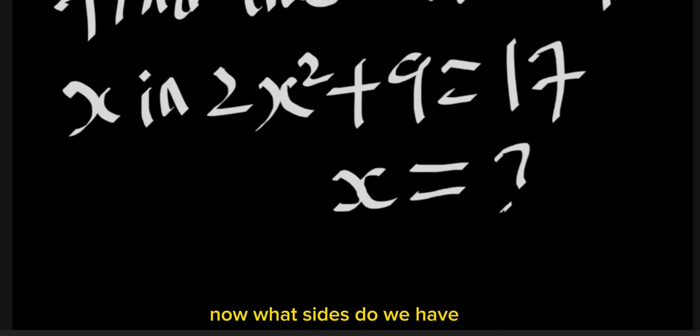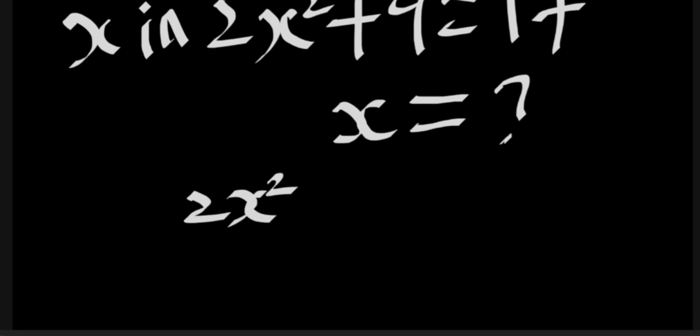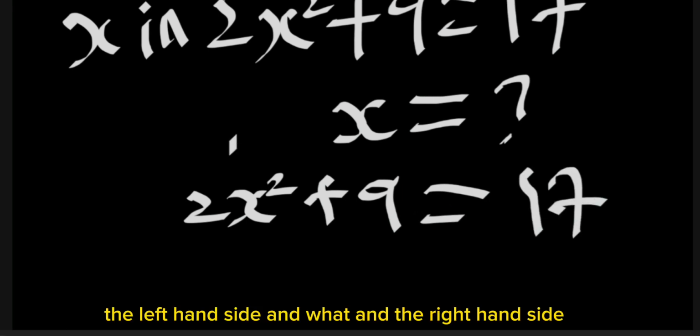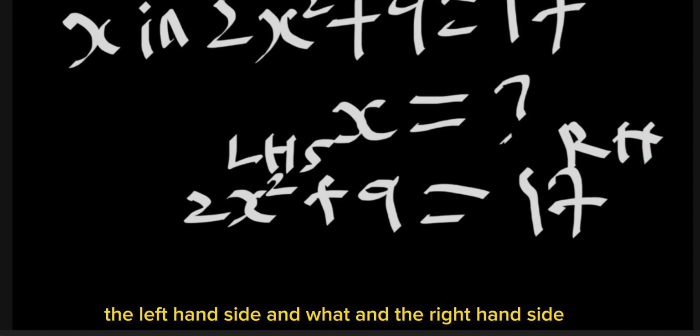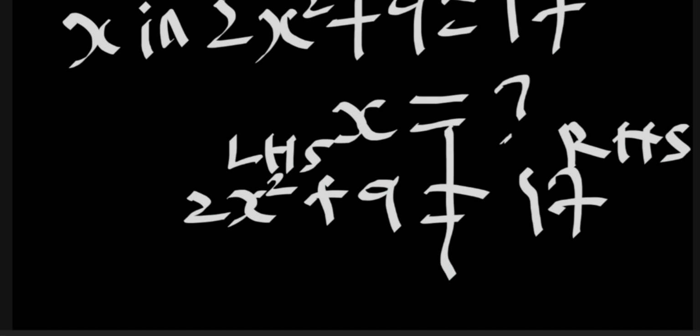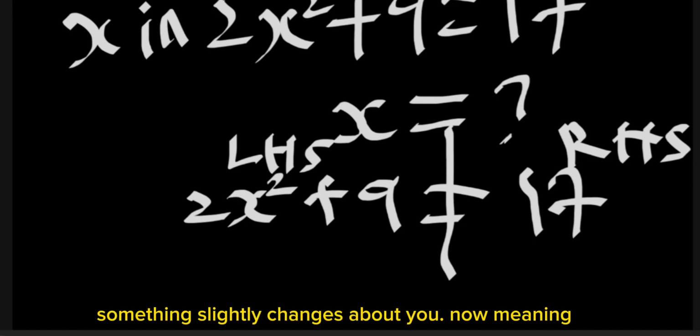Now what sides do we have? So now we have two sides, the left hand side and the right hand side. Now they are separated by a portal. Now what happens when you go through a portal? Something slightly changes about you.